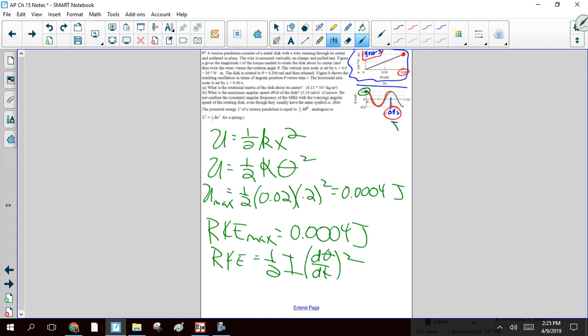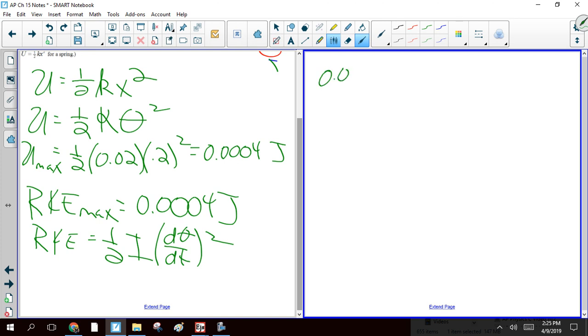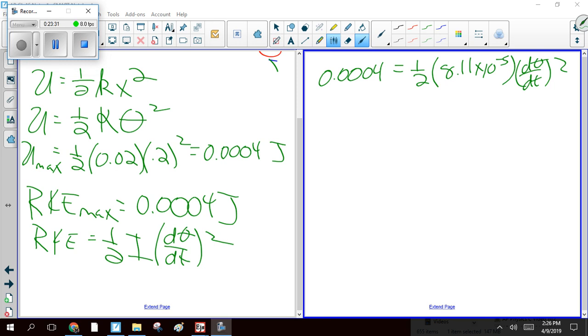Now we know what our I is. Let's do this. RKE is 0.0004, and that has to equal 1/2 times I, which we found before, 8.11 times 10 to the negative fifth, times d theta dt. Don't forget to square it. If you divide and then take your square root, your d theta dt gives you pi, 3.14 radians per second. All right, there you go.